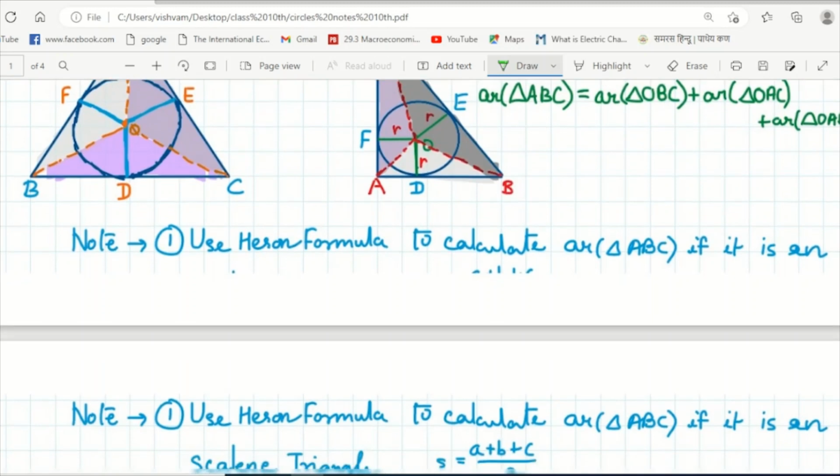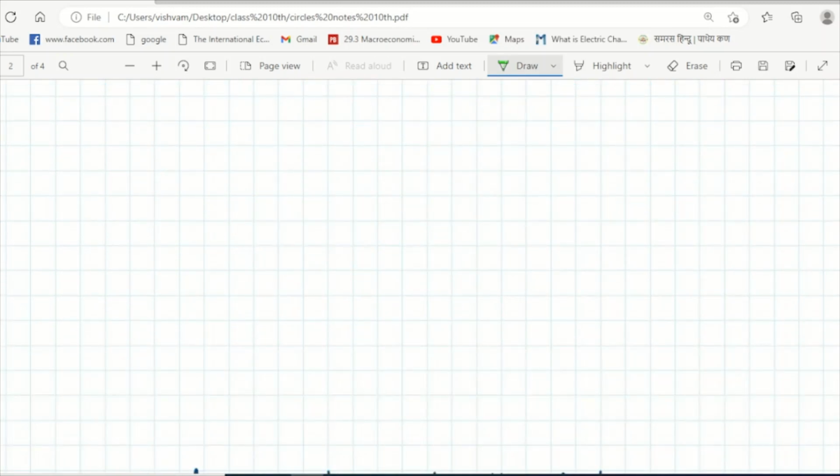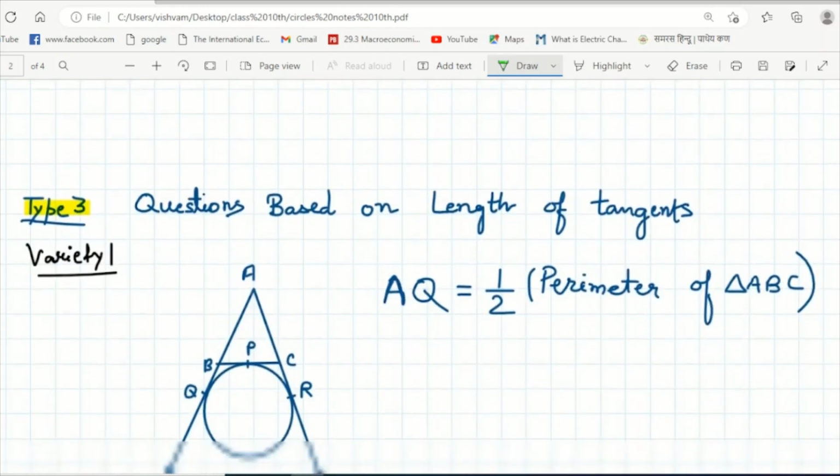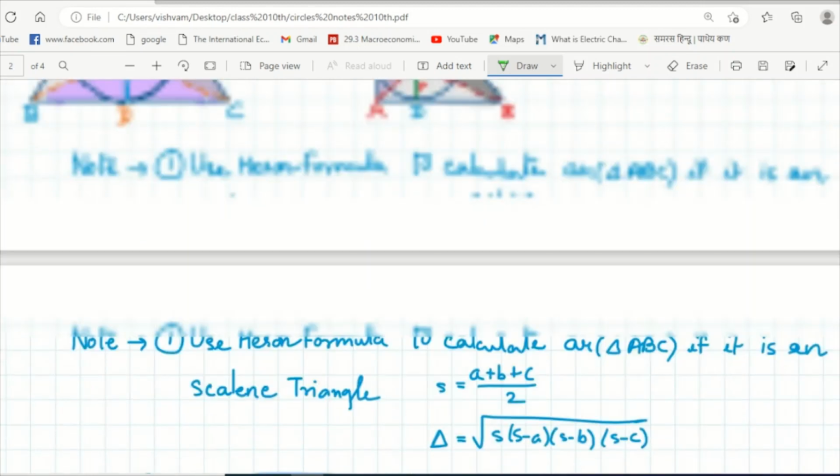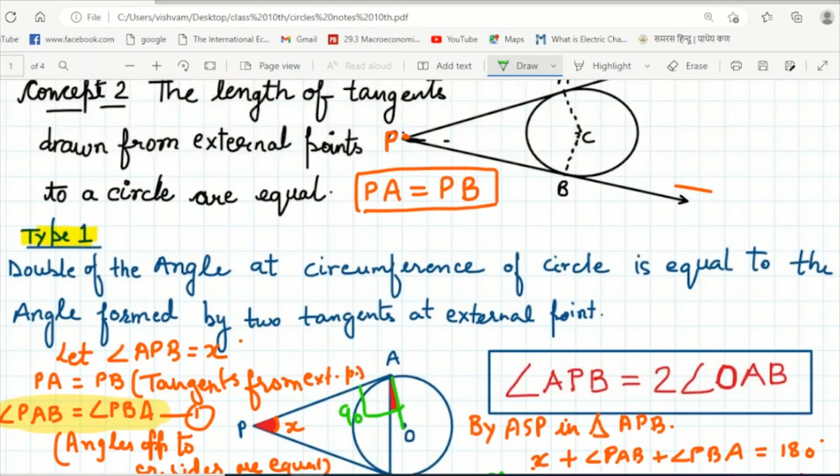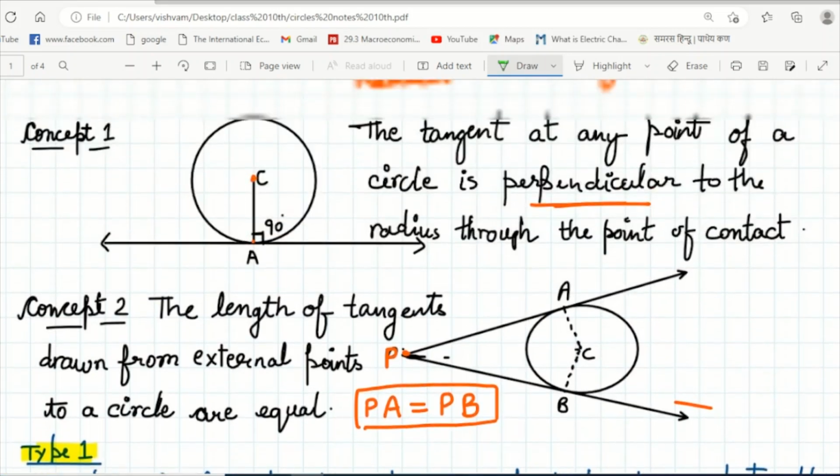Now there is a second type also, which I will be discussing in the next video, and there are many other types, like type 3 and type 4 also. So I have subdivided the questions, which I will be discussing in the next video.